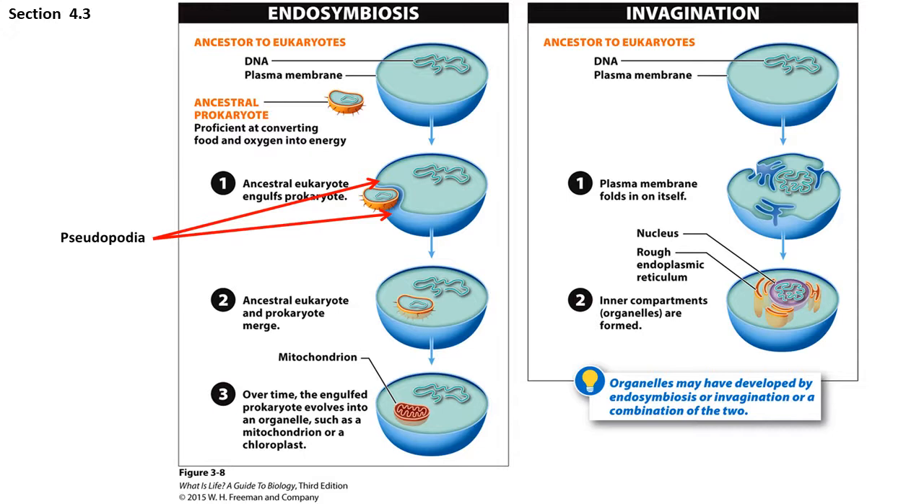Invagination is where the membrane, the plasma membrane, folds in on itself. And the endomembrane system is developed when there's a proliferation of that membrane within the cell.